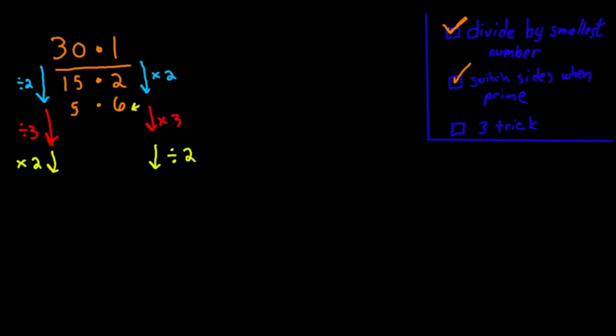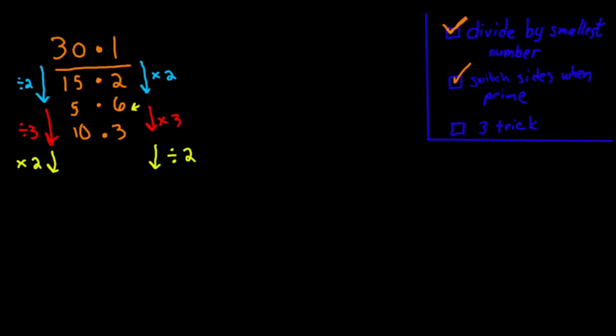So 6 divided by 2 will give you a 3. Let me go ahead and change the color. So we get a 3. So divide by 2, multiply by 2 on the left, you get a 10. 3 can't be divided again. So once again, 3 is prime. So we're going to have to switch over to the left-hand side and do the same exact thing.